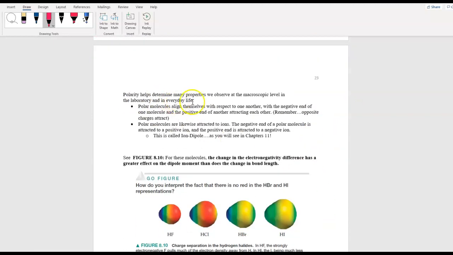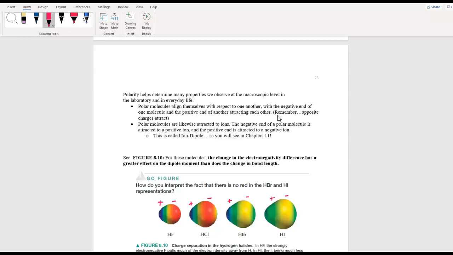Polarity helps determine many properties we observe at the microscopic level. Polar molecules align themselves with respect to one another, and the negative end of one molecule and the positive end of another start to attract each other. See right here, you have positive and negative, and this negative is attracted to this positive end, and then attracted to this positive and negative, and so forth.